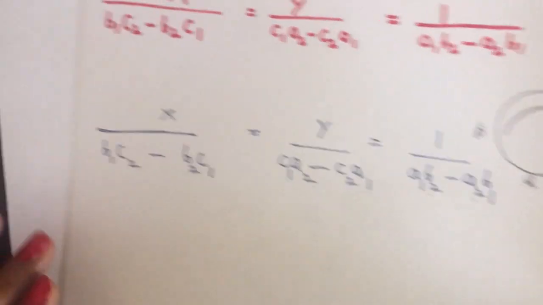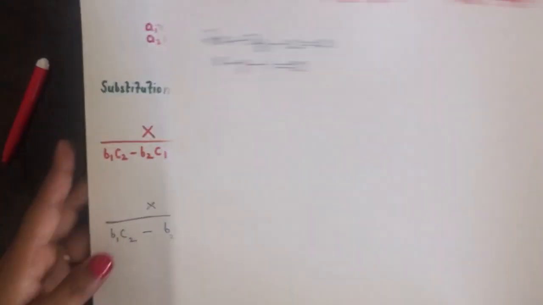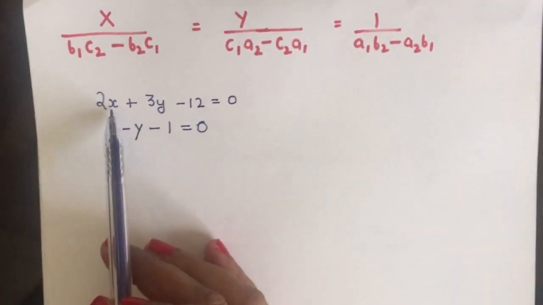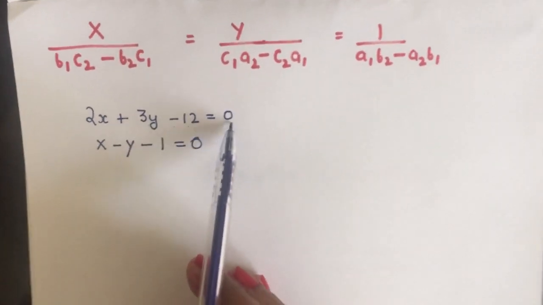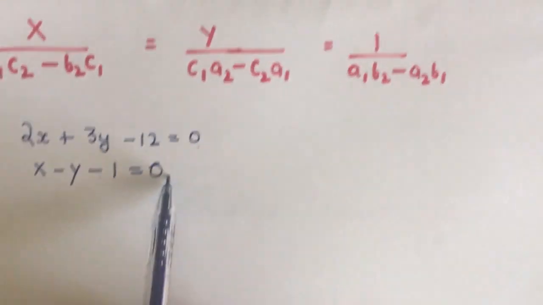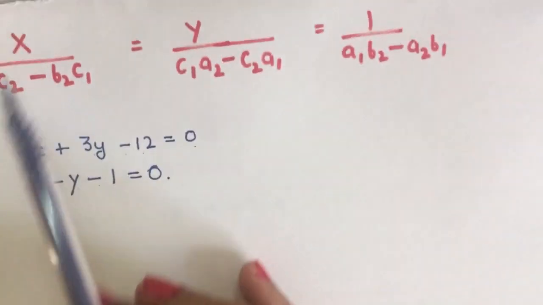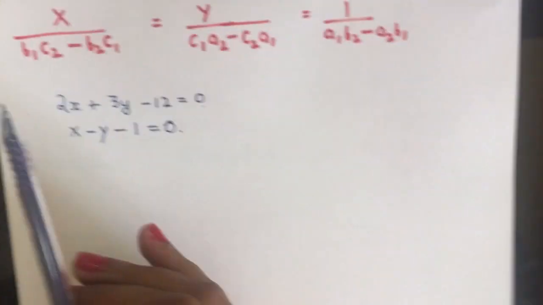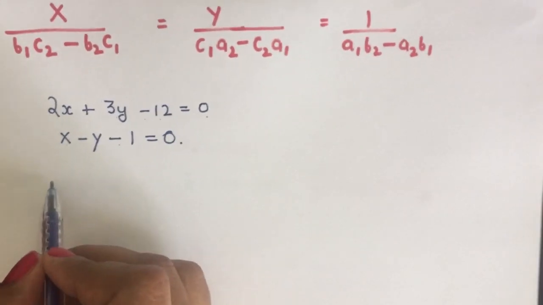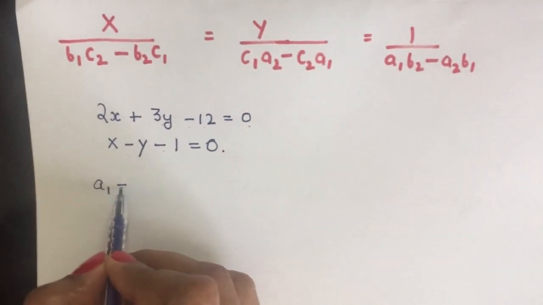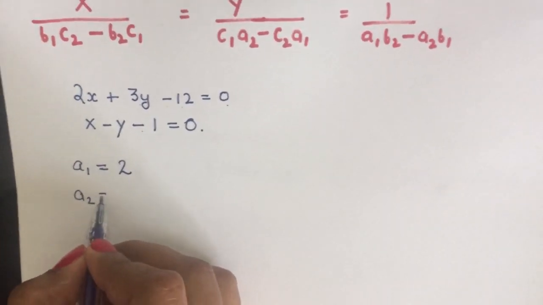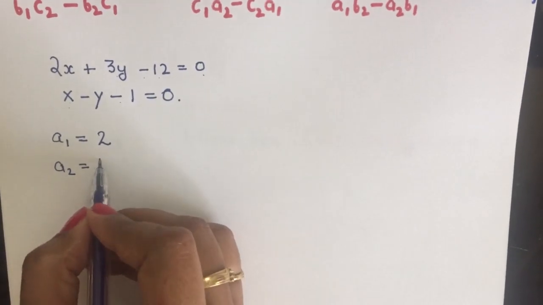Okay. Now let us solve a very simple problem using this method. I have taken the simple problem 2x plus 3y minus 12 equals 0 and x minus y minus 1 equals 0. We already know the formula we have learned, so I have written the formula over here. Now first we will write the values of a1 and a2. What is the value of a1? a1 is the coefficient of x, and in this case it is 2. a2 is the coefficient of x in the other equation, that is 1.